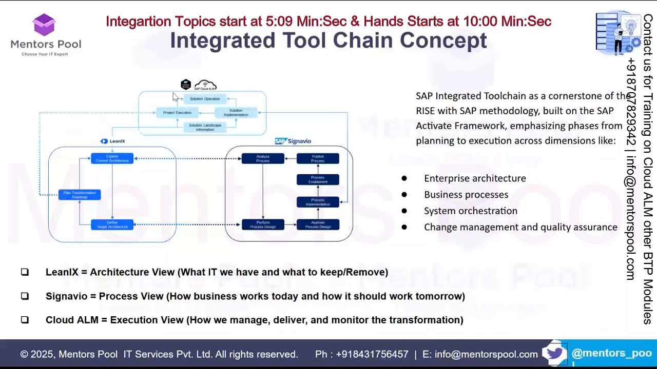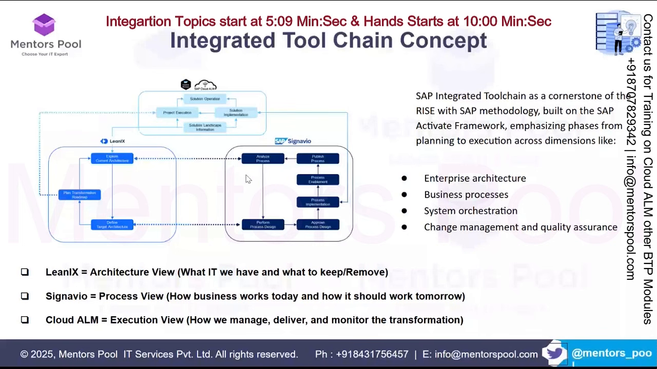Initially, your landscape components are in Cloud ALM. From there, you sync to LeanIX, and during your transformation projects you analyze your entire customer landscape. From there, you find what needs to be kept, what needs to be improved, and what needs to be removed because it is not involved in the business process. As part of cost cutting, you do all those things in LeanIX, and business process redesign and optimization you do in Signavio.